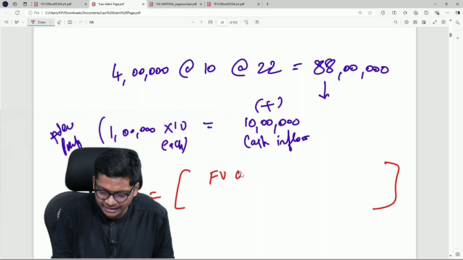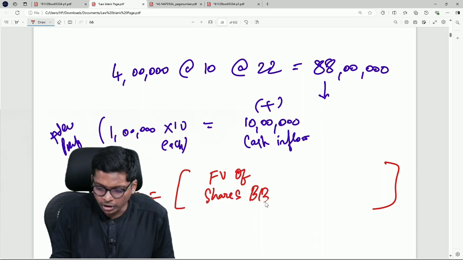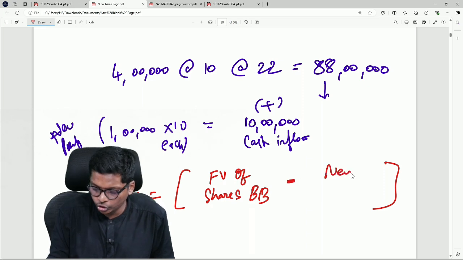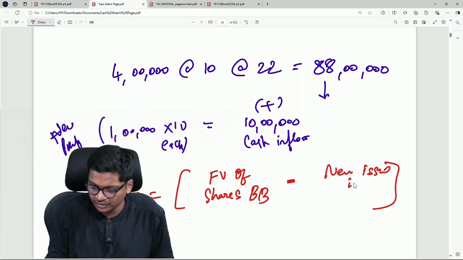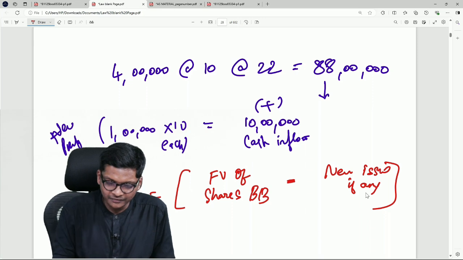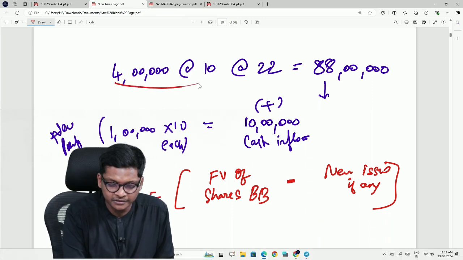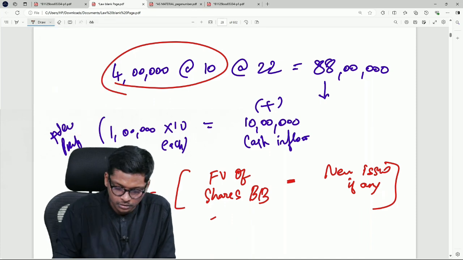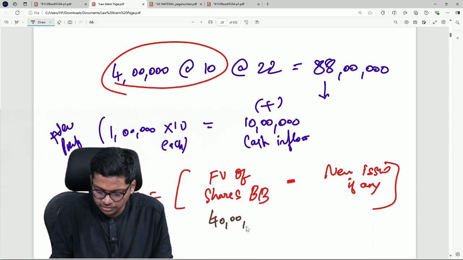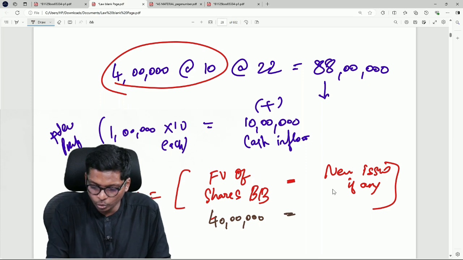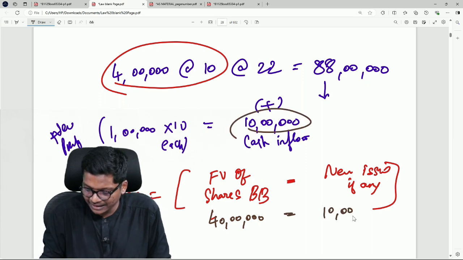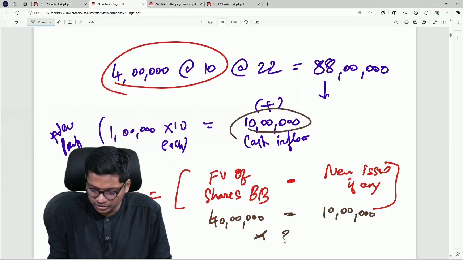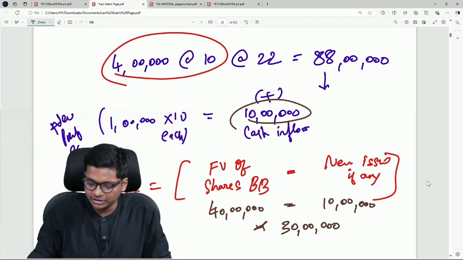It is basically face value of shares brought back minus new issue, if any. Face value of shares brought back here is 4 lakhs into 10, which is 40 lakhs, minus new issue 10 lakhs. So you will transfer to CRR only 30 lakhs.